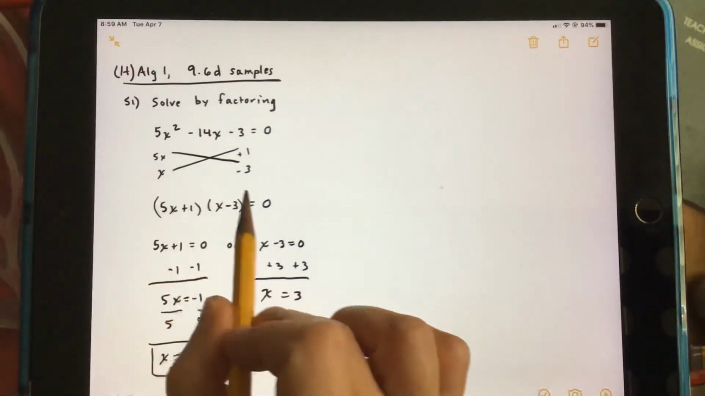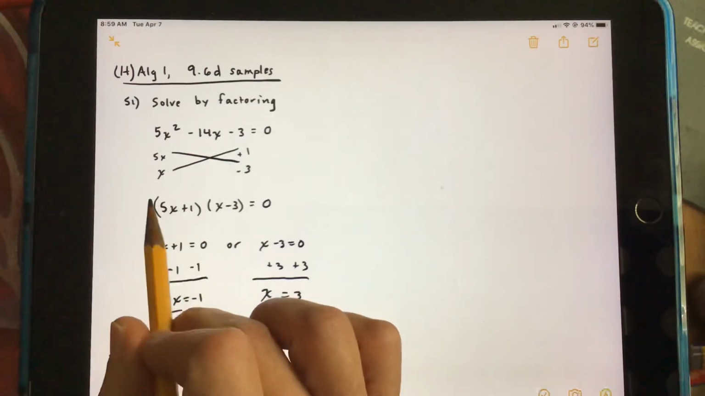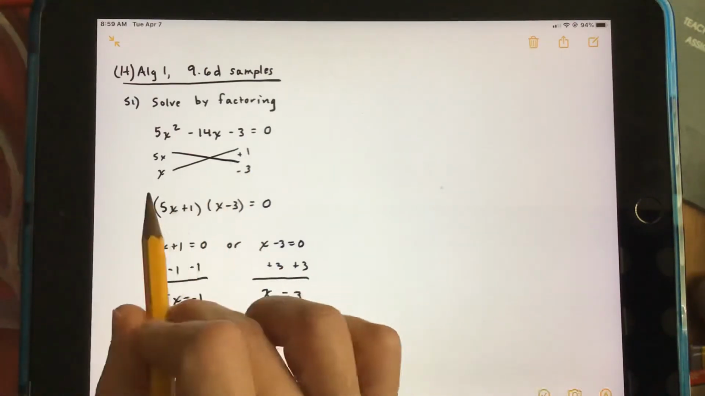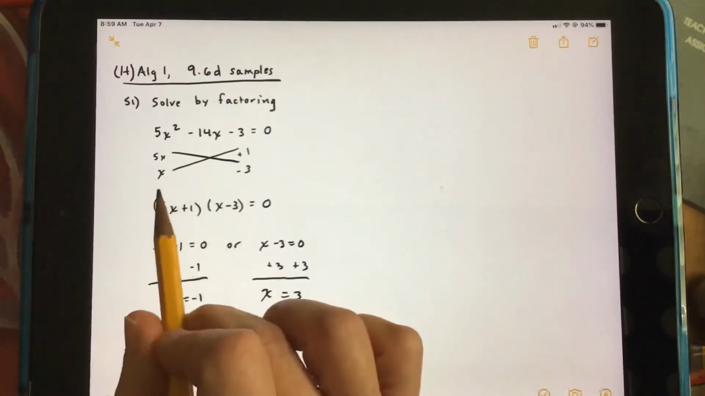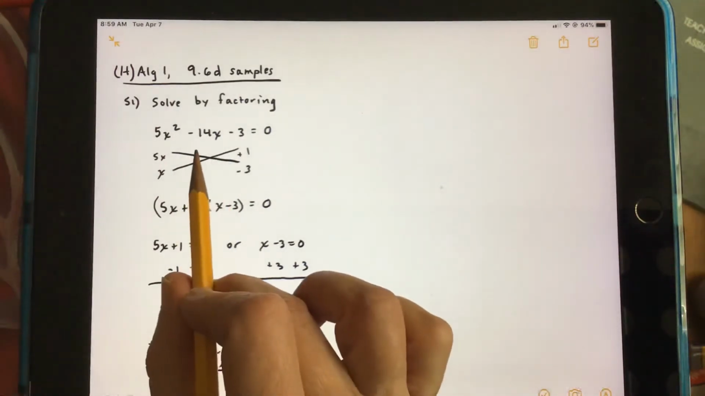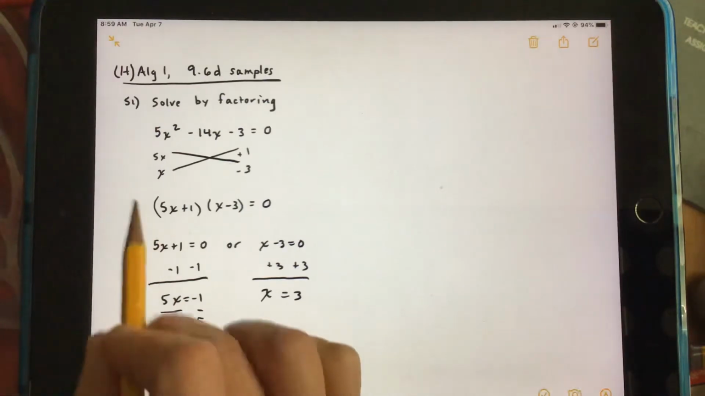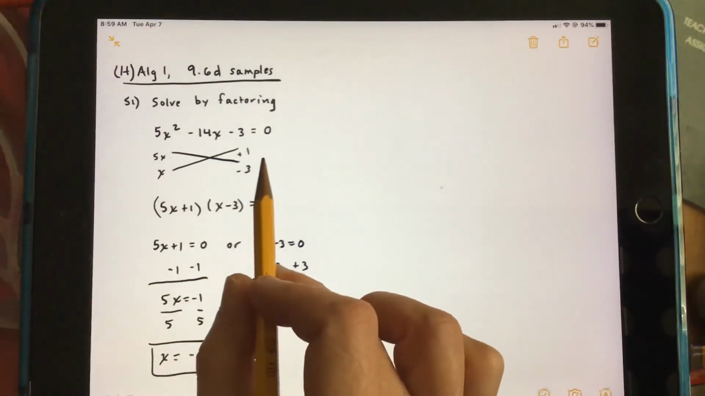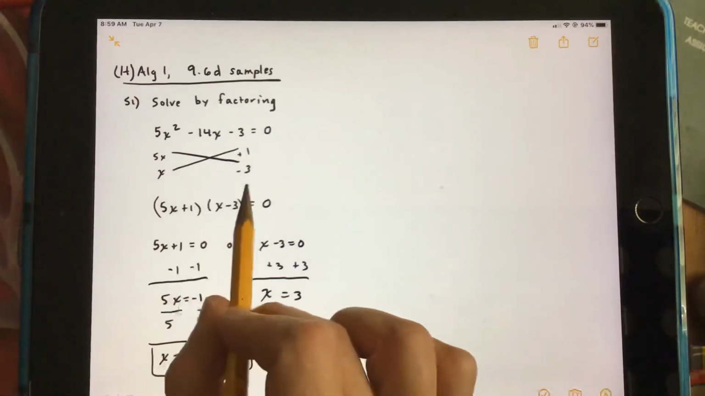So look at our diagonals. We have 5x times negative 3, which is negative 15, plus 1x. So negative 15x on this downward diagonal plus 1x on the upward diagonal gives us what we need. It gives us negative 14x, and 1 times negative 3 is negative 3. So we're going to write that across in our binomials. So 5x plus 1 is one of our binomials times the other binomial, x minus 3.